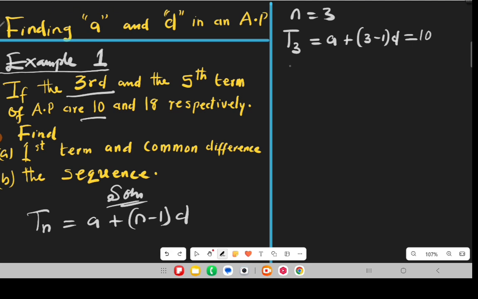Now, if we simplify further, we have T3 equal to A plus 2D, since 3 minus 1 gives us 2, equal to 10. We call this equation 1.